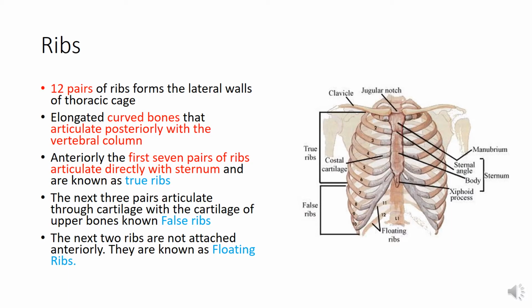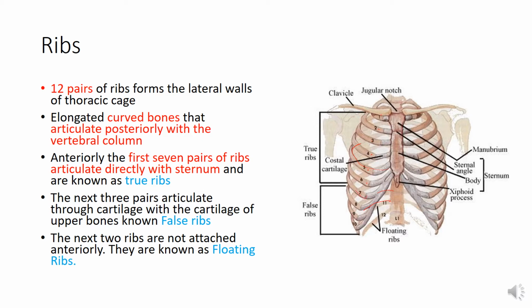Ribs. There are 12 pairs of ribs which form the lateral walls of the thoracic cage. The ribs are elongated curved bones that articulate posteriorly with the vertebral column. So here you can see these are the curved bones and they are articulating with the vertebral column posteriorly. Anteriorly, the first seven pairs of the ribs articulate directly with the sternum and they are known as true ribs. So 1, 2, 3, 4, 5, 6, and 7.